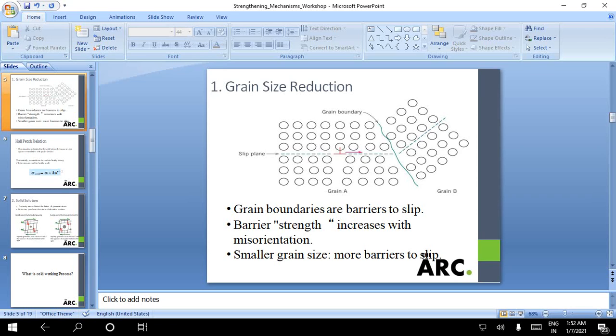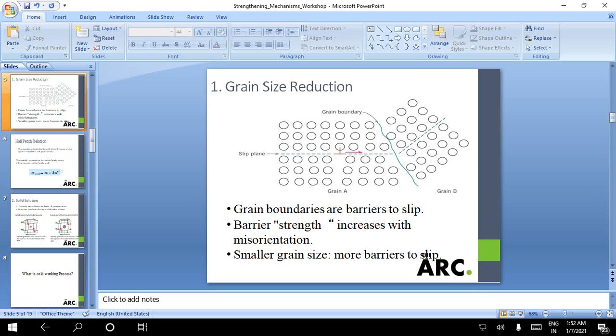If the grain size is smaller, there are more barriers to slip, and the barrier strength is going to increase with misorientation. Normally when there are grain boundaries, these grain boundaries work as barriers to the slip. That means the movement of the atoms is not going to happen when there are grain boundaries. So they work as a barrier and increase the strength of the material. There is no movement of the atoms if there are any grain boundaries. The grain boundaries prevent the movement of the atoms from one place to another place, so that we can increase the strength of the material.